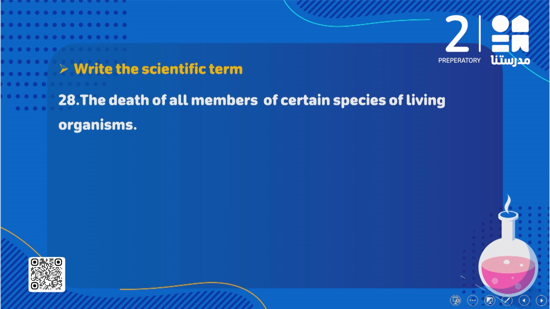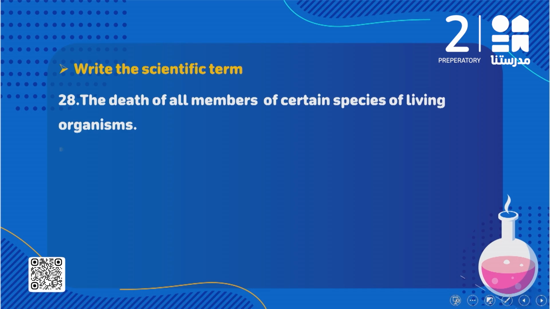The death of all members of a certain species of living organisms. When we have a certain species and all the members of this species die out, in this case we say that they are extinct. So the name of the definition is called what? Extinction. It's called extinction, like dinosaurs and mammoths. All of them are extinct living organisms.